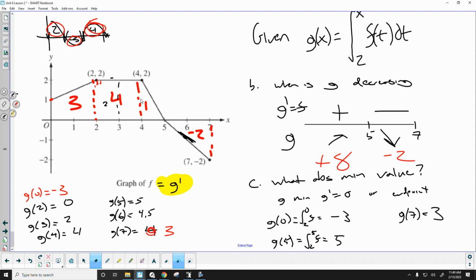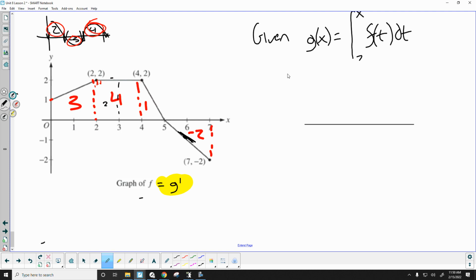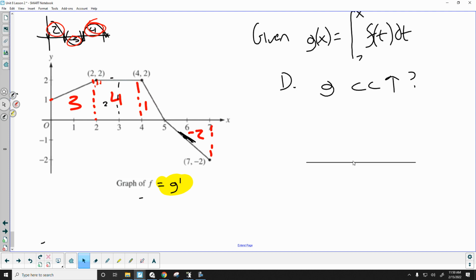Okay, but we're not done. Part D, see if you really understand things. Part D is, when is G concave up? We've not talked about concavity in a long time. And you might be thinking, no concavity, these are a bunch of straight lines. What is that? That's G prime. That's the derivative of G.